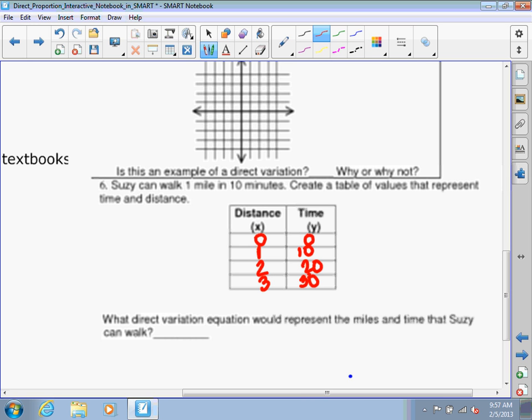Okay, the whole purpose of what we're doing: which one of these in that chart is the unit rate? If I ask you to take your highlighter right now, which you should have at your seat, and highlight the unit rate in the chart, what two numbers would you highlight? 1 and 10. So we're going to highlight 1 mile in 10 minutes. There's the unit rate. Once you write that, unit rate.